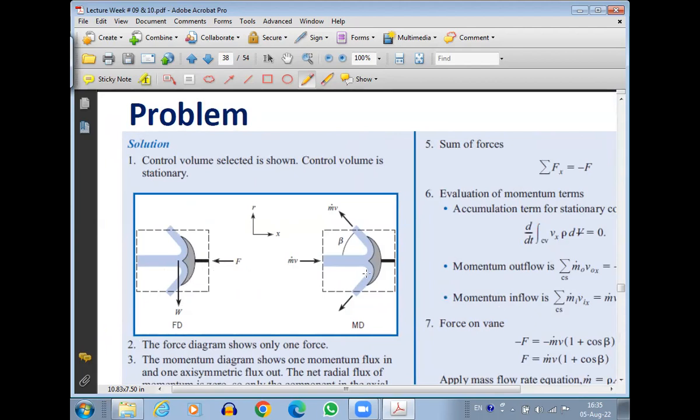And when we discuss the momentum diagram, this is our control volume. Within our control volume, we have the momentum of the fluid coming in. Now it's shown here as if it is going out from this side and this side, from up and down. No, it's not like this. This is axisymmetric.